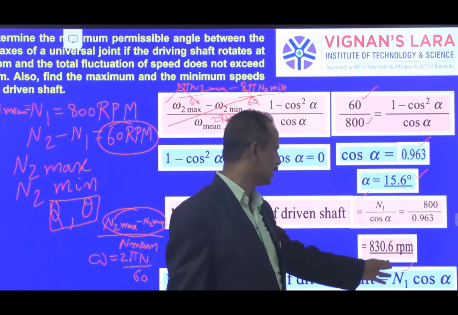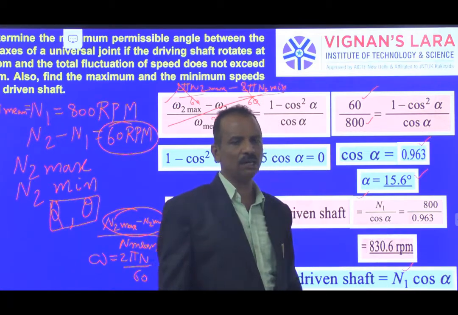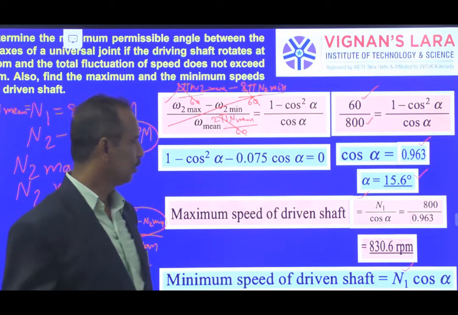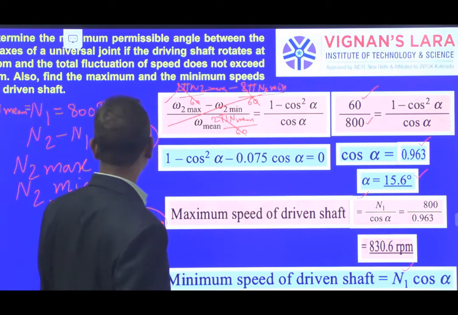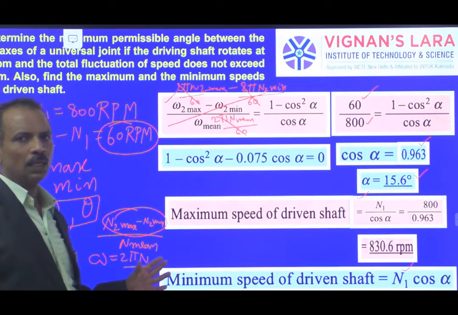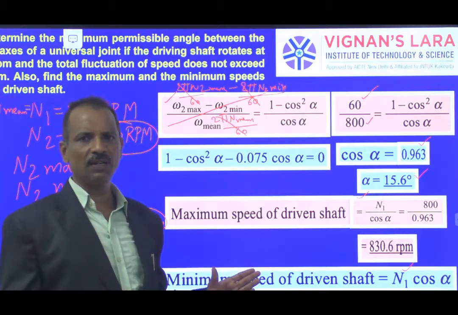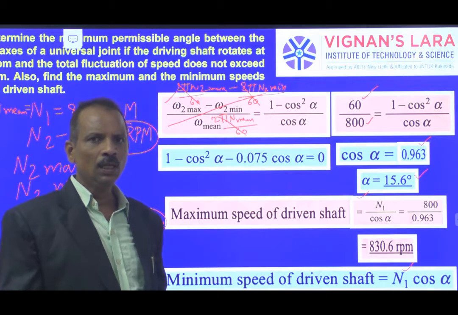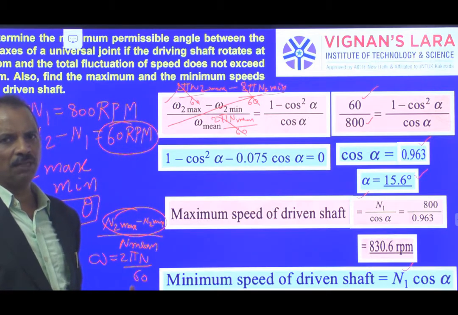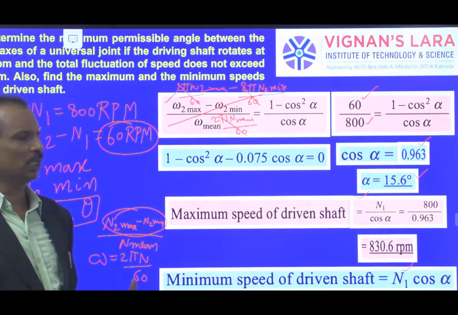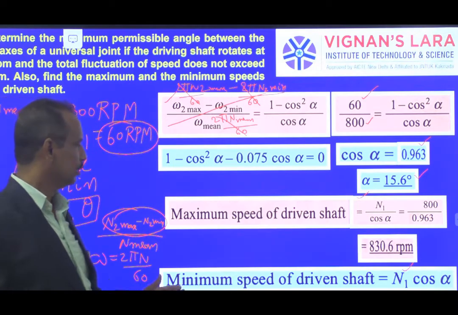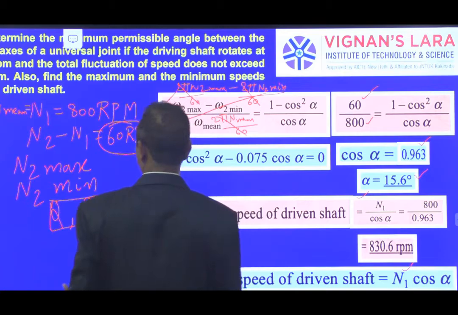Of course, 0.6, this is in the trigonometry where we have rounded some values, so a small variation you may get. So this is the simplest problem where the variation of the speed of the output shaft and the driving shaft speed are given. You are supposed to find out the maximum and minimum driven shaft speeds. Those are like this.